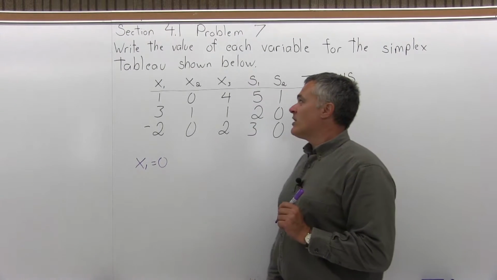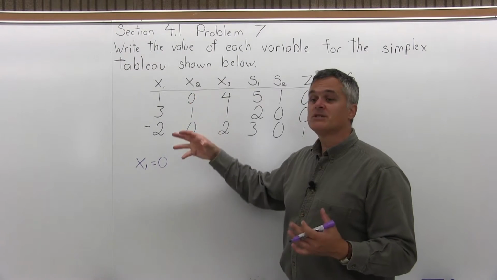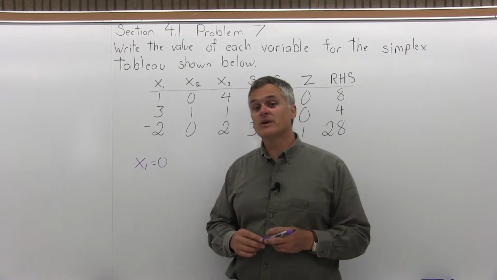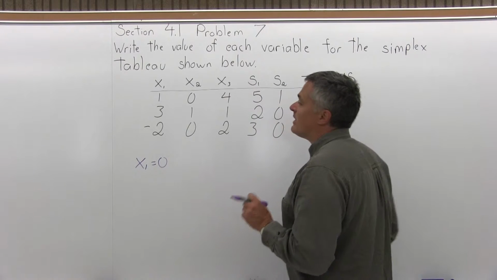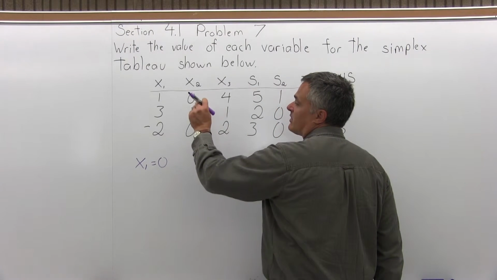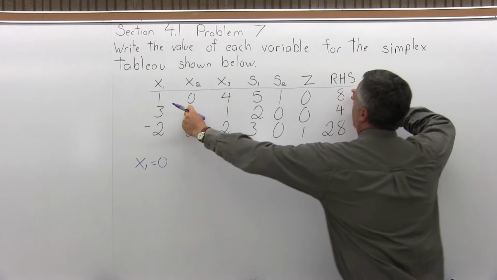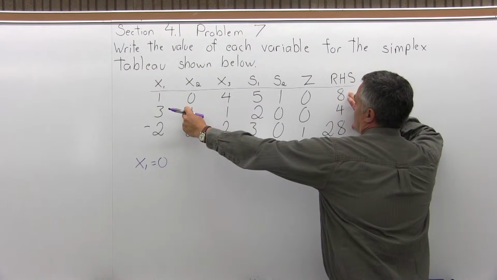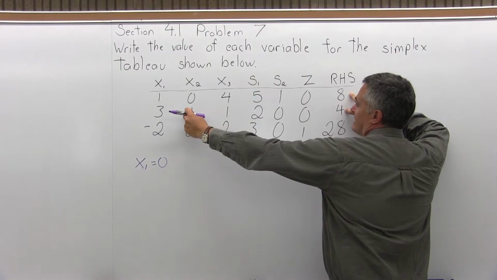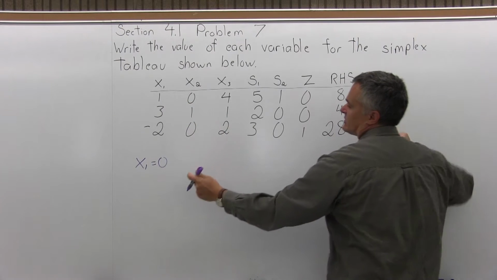The next variable over is x2. In the x2 column, I do see the special column of all zeros and a single 1. So x2 has a value. Now, to find the value, look at the height of the 1 in that special column. So 0, 1, 0. The 1 has a height in the middle position. So you go to the last column, the RHS column, which is 8, 4, 28. And the same height as the 1 in the x2 column is a 4. That's the value of x2.